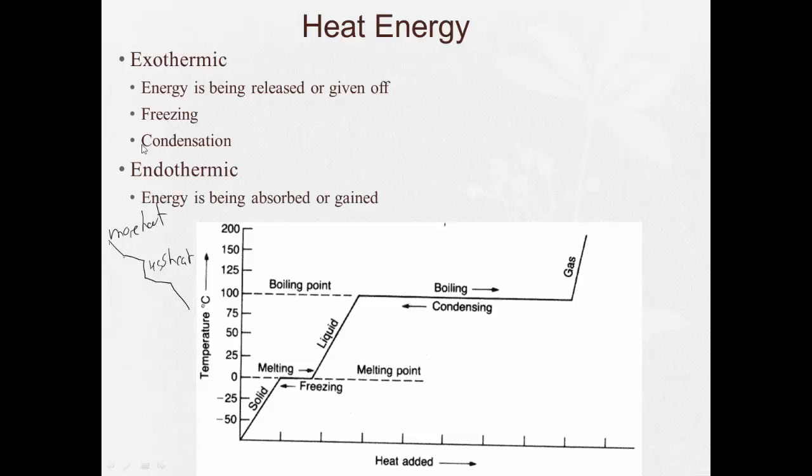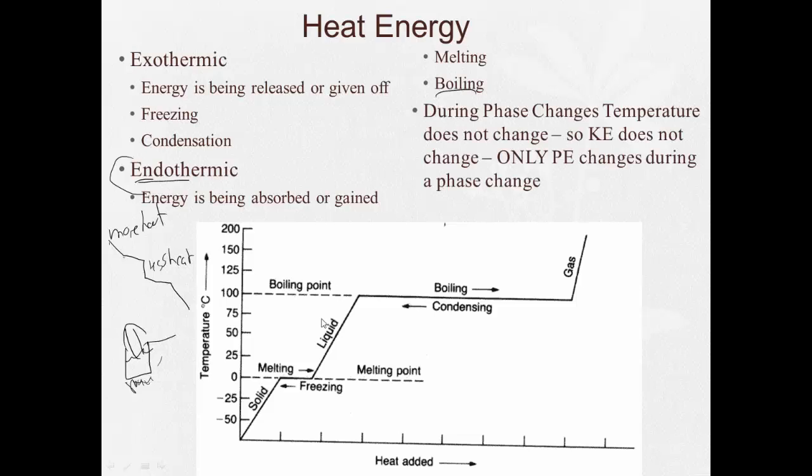Now, endothermic is when energy is being absorbed or gained. And melting and boiling are endothermic. When dealing with phase changes, I find the easier one to remember is the endothermic, where heat is being absorbed, because it makes sense, right? If you have a pot of water on the stove, I know I can't draw, but here's a flame. The heat is going into the water. The water is absorbing the heat, and then it boils. Absorb in endothermic boiling. That's how I remember which one it is.